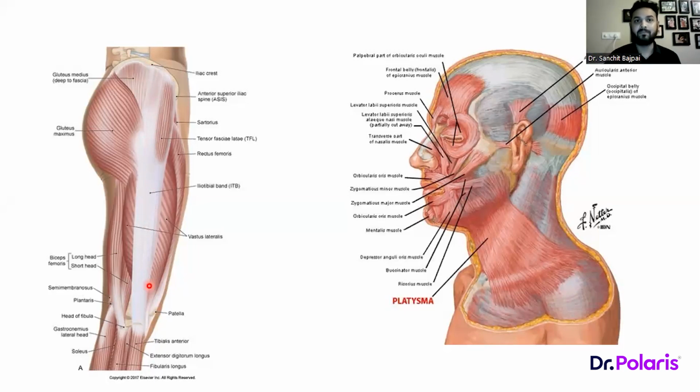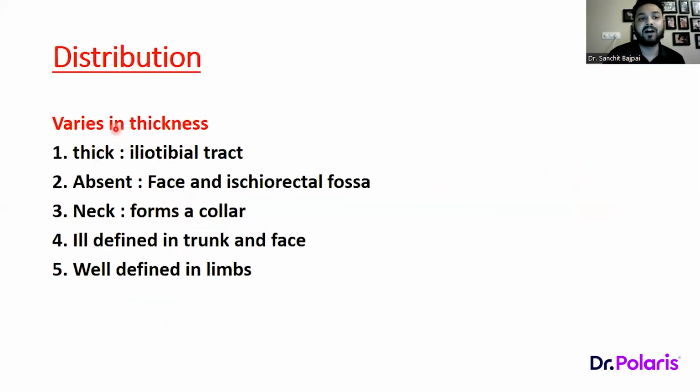Just squeeze your lateral part. It will be very thick. It will be very strong. That strength is given by this IT band, or iliotibial band or tract. This IT band is the thickest part when deep fascia is concerned.